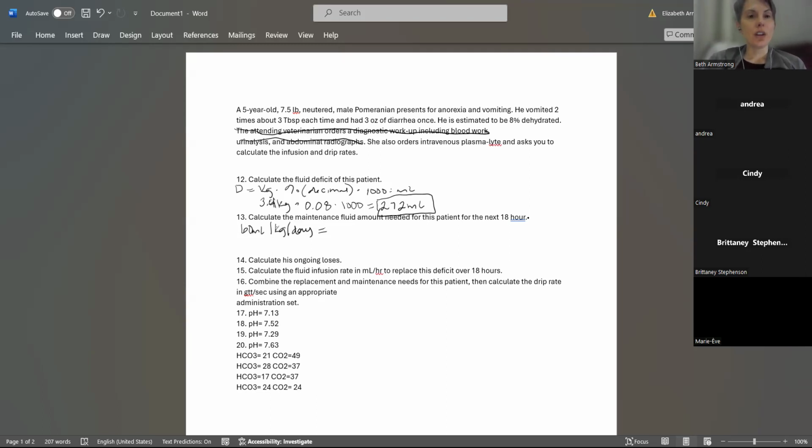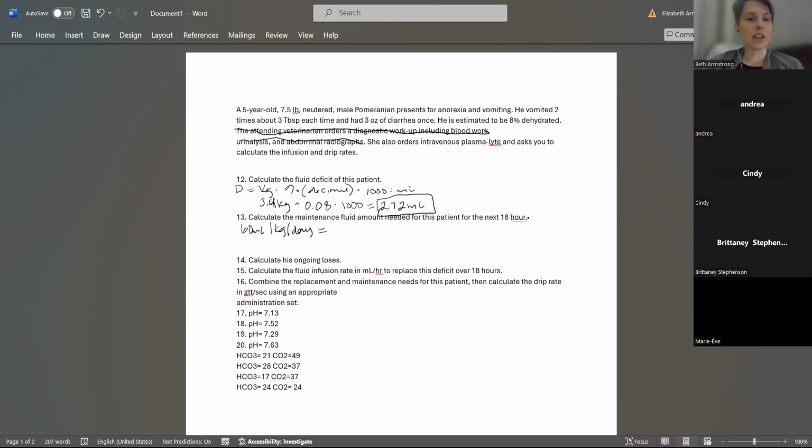However, the maintenance rate for younger pets, pediatric pets, those types of things, is actually higher. So that's why it's that huge range, 2 to 6. Because like the maintenance rate for puppies is like 180 mils per kg per day or something crazy. It's big. Which we don't learn in school.